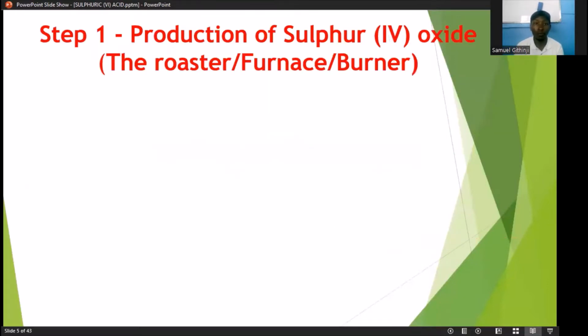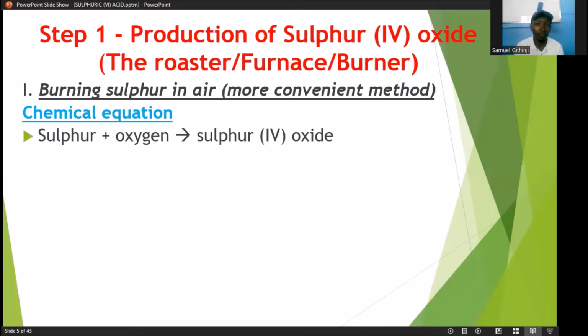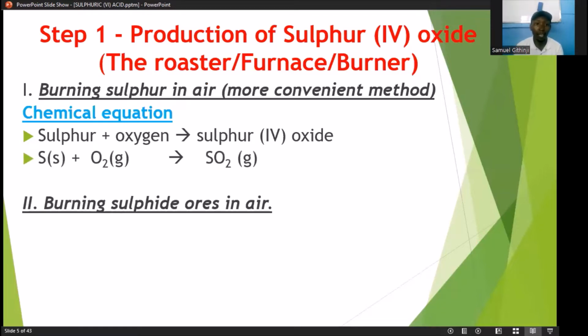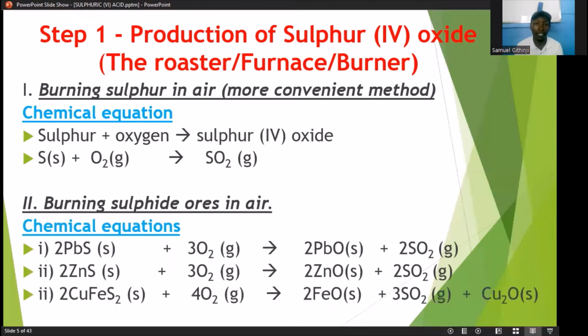We start with the first one. Here in step number 1, you can do it in a furnace, a burner, or a roaster. The aim is to produce sulfur (IV) oxide. And you can see the chemical equation. We can burn sulfur in oxygen. We get sulfur (IV) oxide directly. The chemical equation is as I've given there. And that first step is the most convenient, because generally it will have minimal impurities. Then we can burn metal sulfide. The chemical equation, as you can see there, the aim is just to get sulfur (IV) oxide gas.